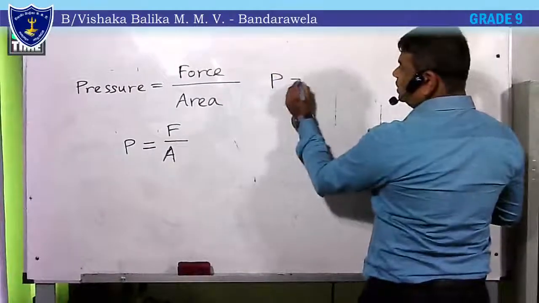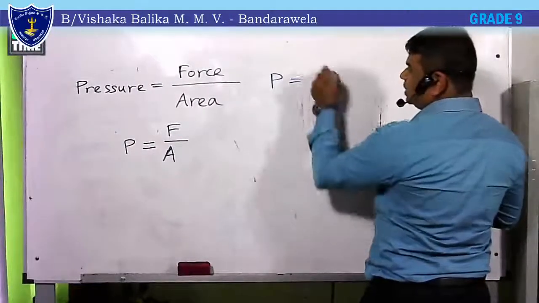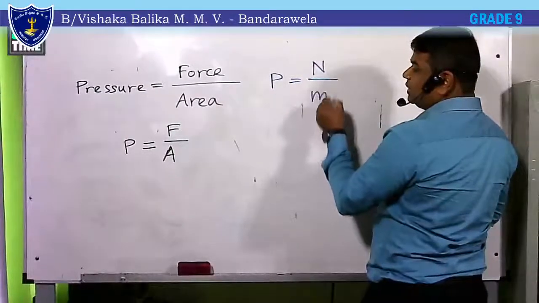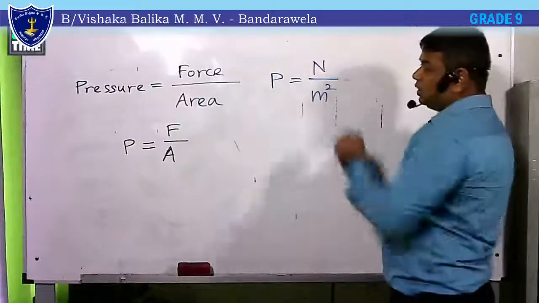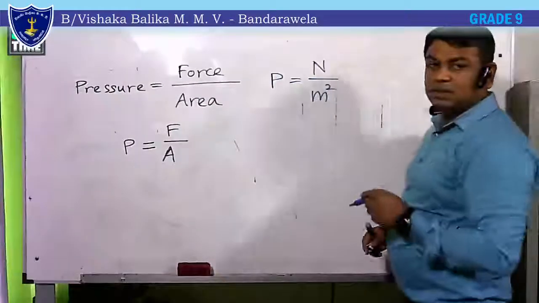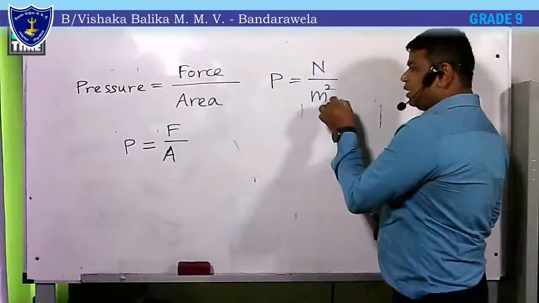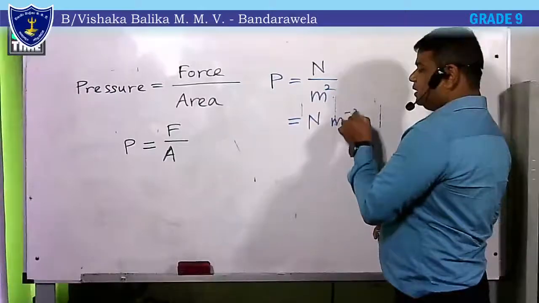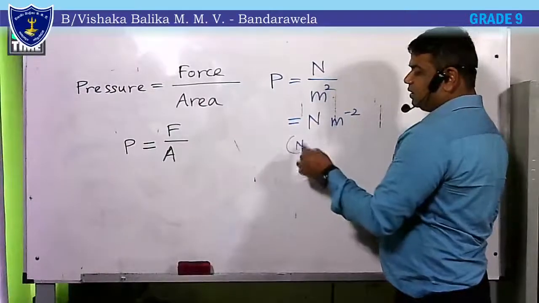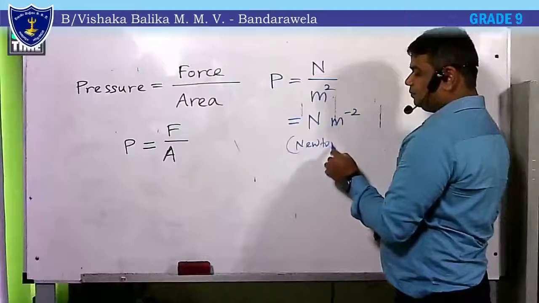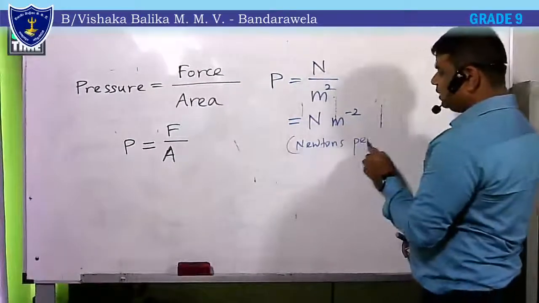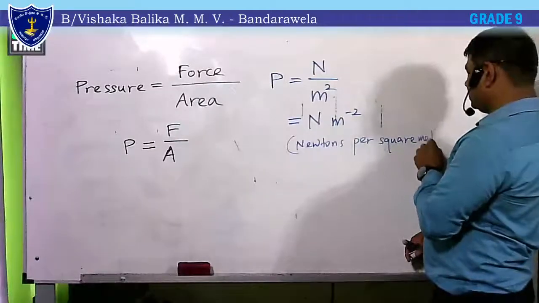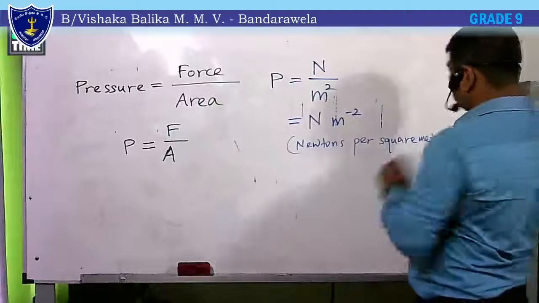The force is measured in newtons. You all know this. And the standard unit of area is square meters. So it is newtons per square meter. Therefore, we can write it like this: newtons per square meter. How do we read it? Newtons per square meter.